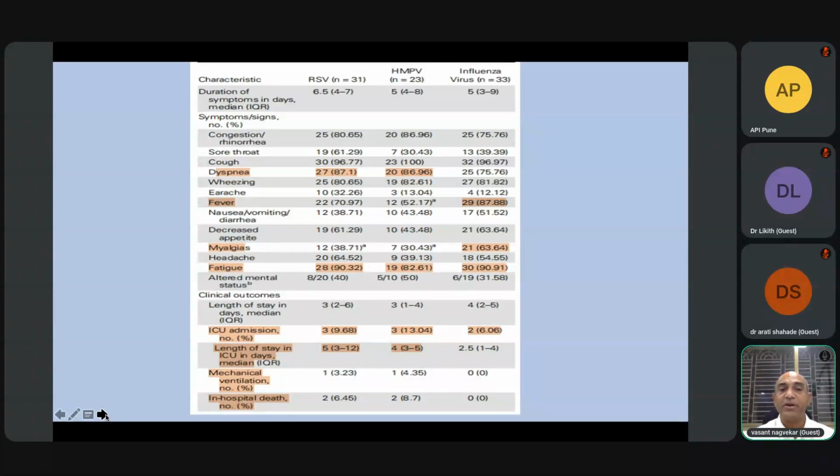If you see fever, it is seen in only 50% of human metapneumovirus, whereas around 90% of influenza A virus patients will have fever. So one out of two would have fever in HMPV, whereas in influenza, 90% of patients will have fever. What about myalgias? Myalgia is not a predominant feature of respiratory syncytial virus or human metapneumovirus. It is predominantly seen in influenza, along with high-grade fever. Fatigability is seen in all three conditions, but severe myalgia would be seen predominantly in influenza illness.